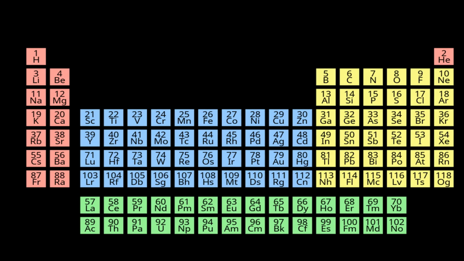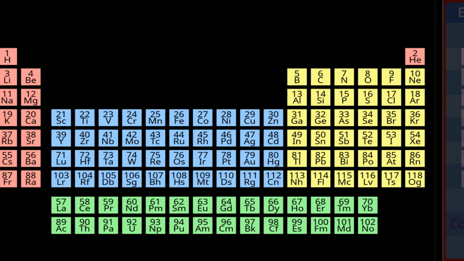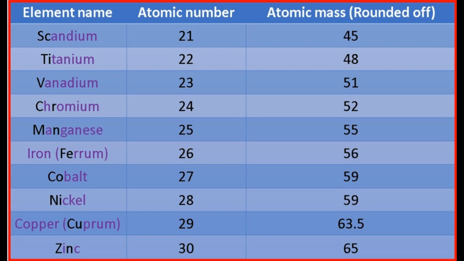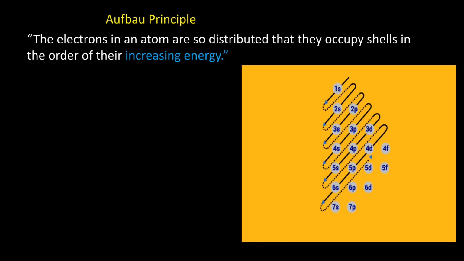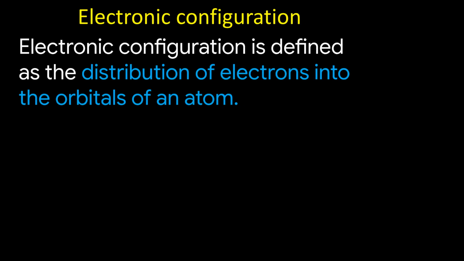Here is an overview of the periodic table, showing how various elements are classified and positioned today. This chart demonstrates a simple way to identify the atomic number and approximate atomic mass for elements 21 through 30. The Aufbau principle explains that electrons occupy atomic orbitals in order of increasing energy, starting from the lowest energy level. Electronic configuration is formally defined as the specific distribution of electrons into the various orbitals of an atom.